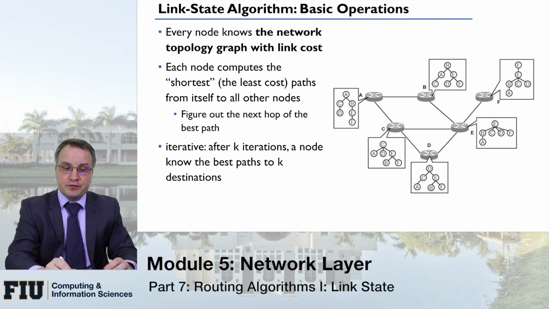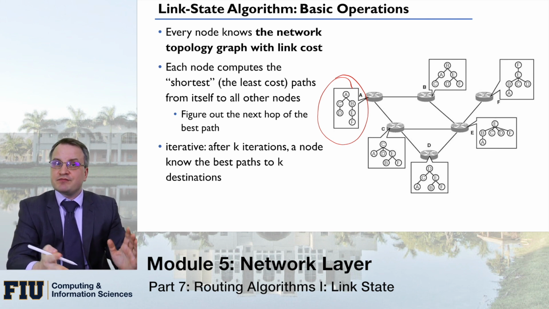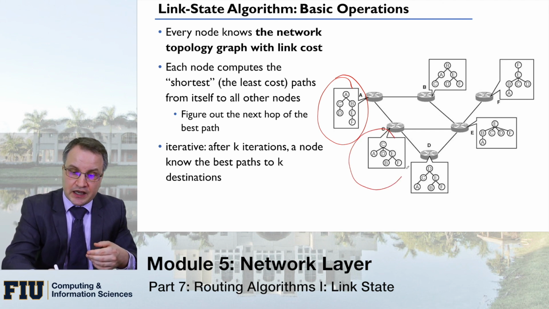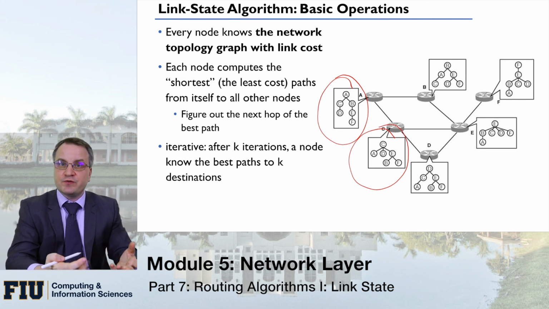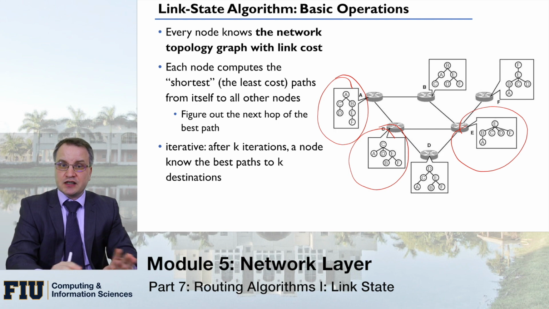For example, if we're looking at node A, the shortest path will be represented by this tree. So basically, if you want to go to D, you have to go to C. However, from the perspective of node C, the picture is quite different, and the picture is even more different from the perspective of node E. Both of them are correct, all of them are correct.